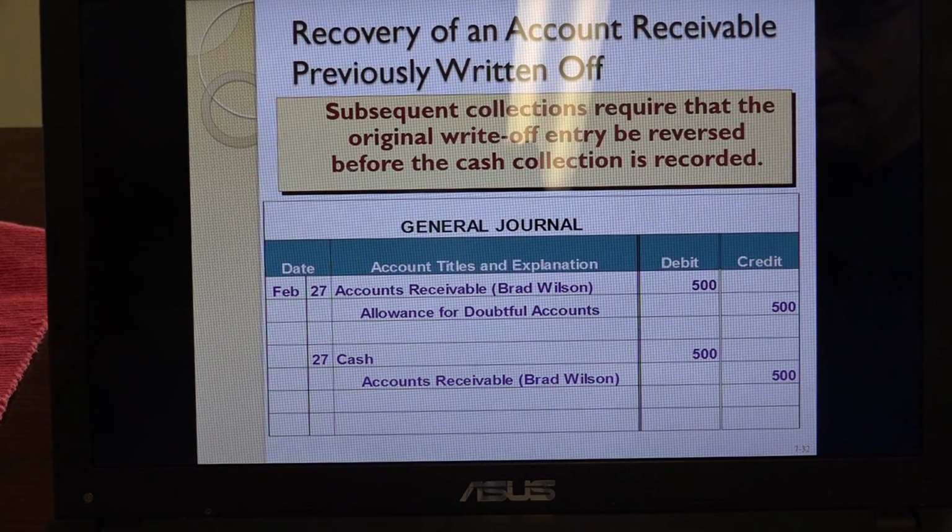Wouldn't worry too much about this, but this is what happens when you write off a receivable previously, and lo and behold, they actually pay you. You've got to restore the receivable on your books and credit the amount collected back to the allowance for doubtful accounts. And then after doing that, you recognize the cash and get rid of the receivable.